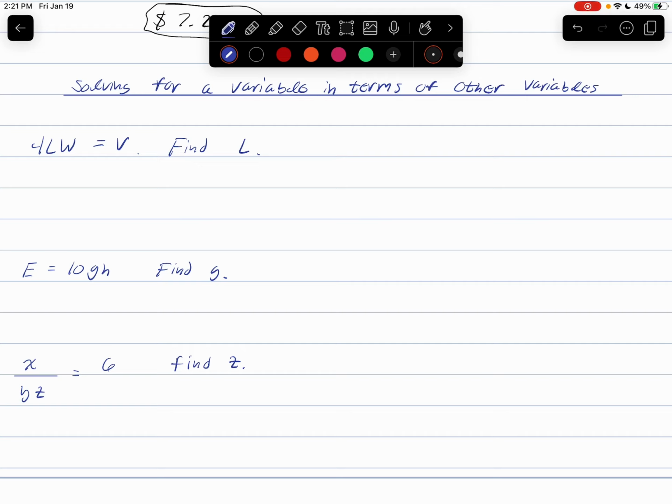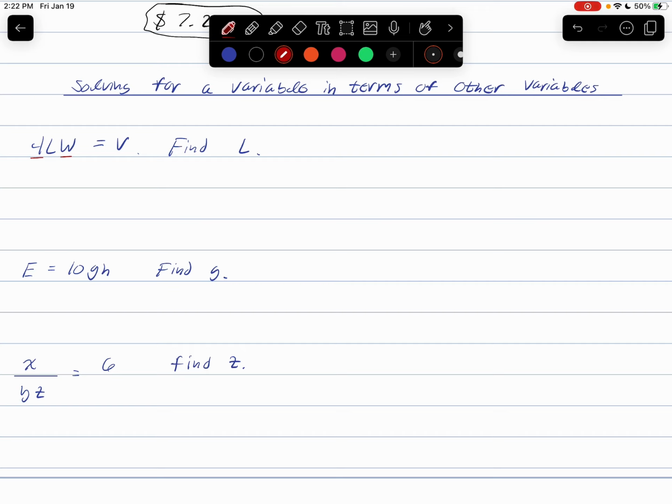So let's start with this one. Let's start with 4 times L times W is equal to V. Okay, and our goal here is to find L. And what this means when we say find L, we're going to try to isolate L all by itself, okay? So if we want to isolate L all by itself, we have to move the 4 and the W over to the other side of the equation. We can't entirely do away with them in this case, but we can move them.